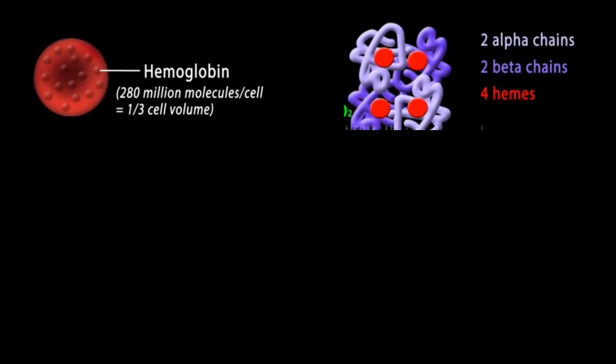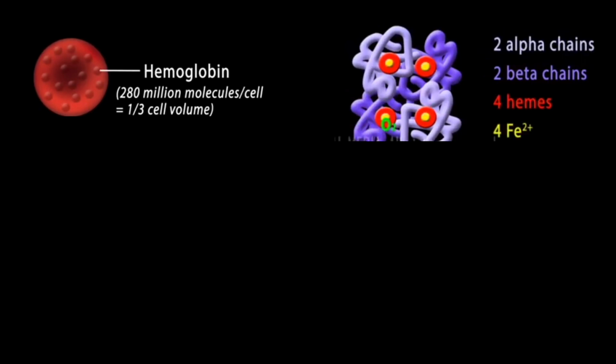Heme binds oxygen to a ferrous iron in its center. Thus, a molecule of hemoglobin can bind up to 4 molecules of oxygen. Binding of oxygen is a cooperative process. Binding at one site changes the protein conformation in a way that facilitates further binding at other sites.